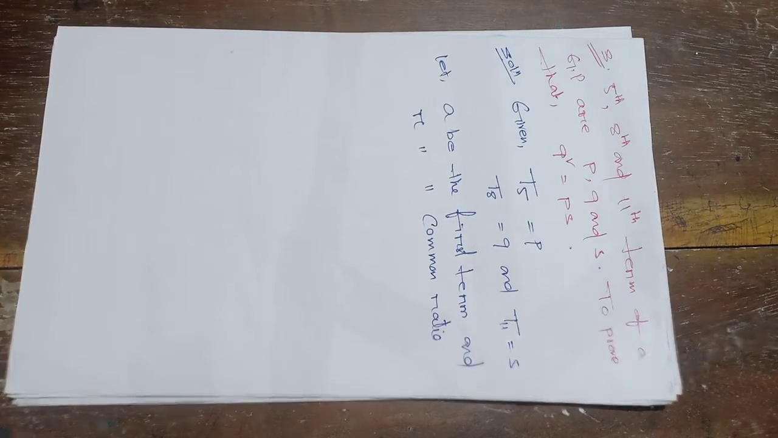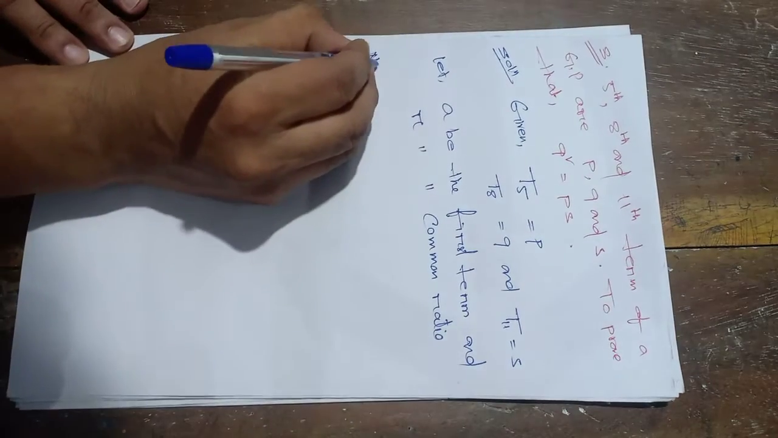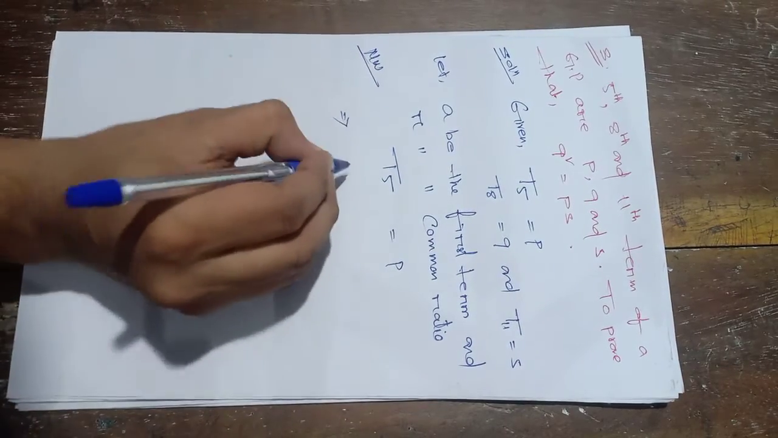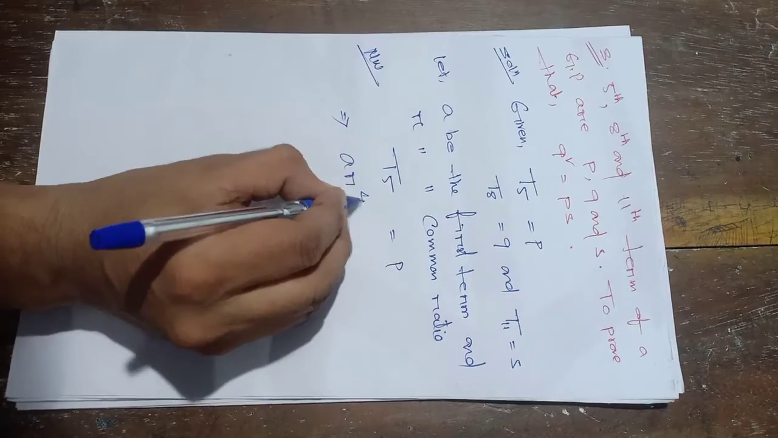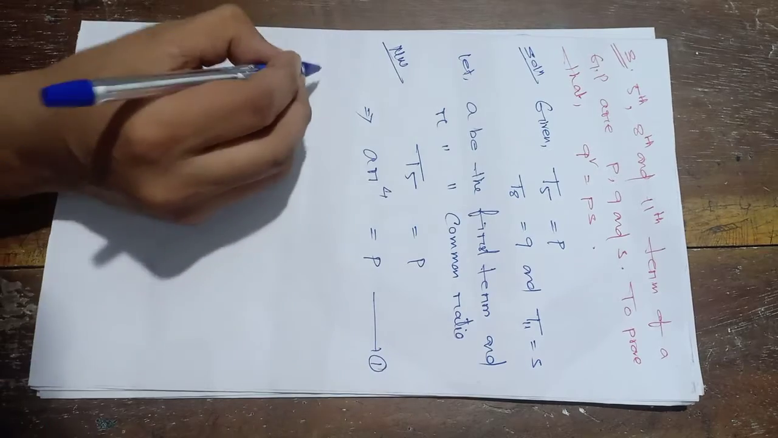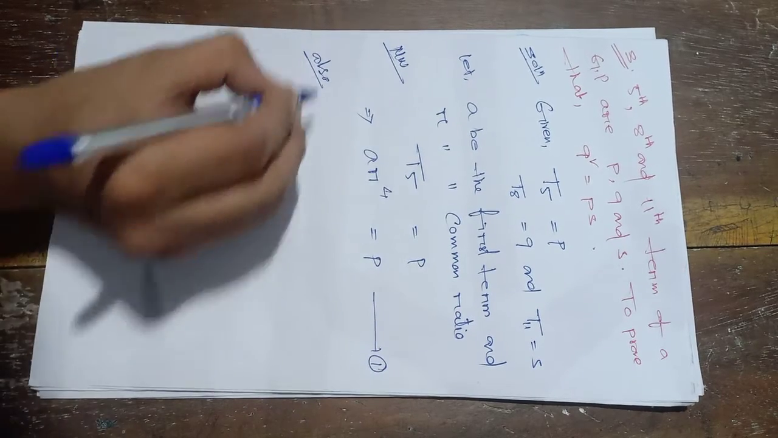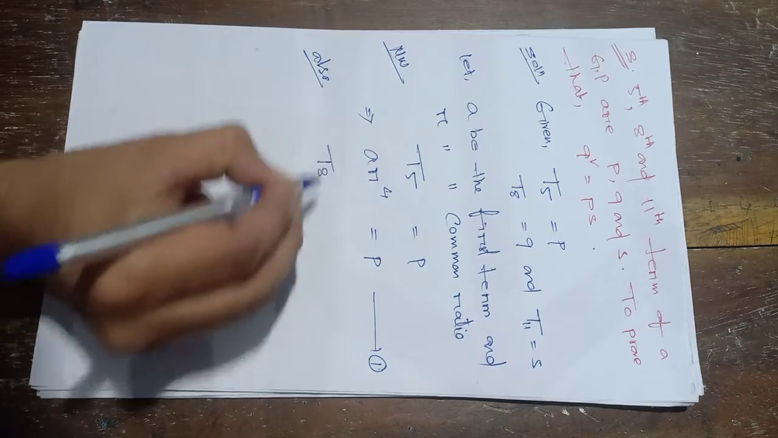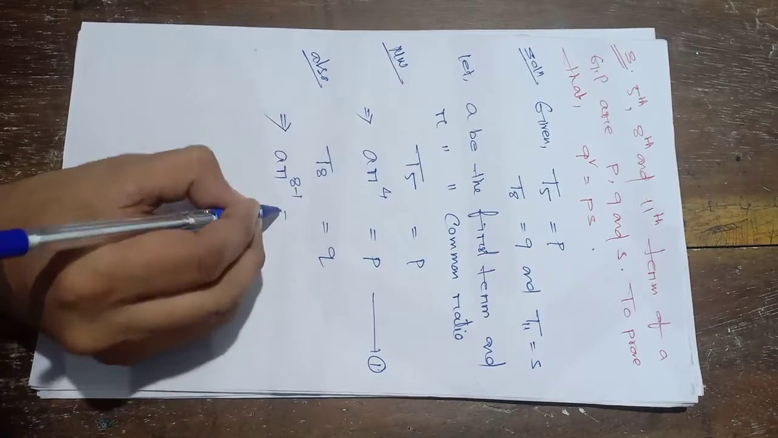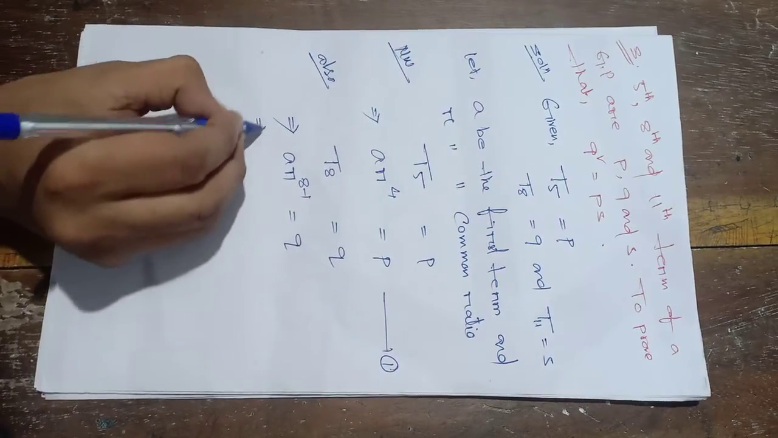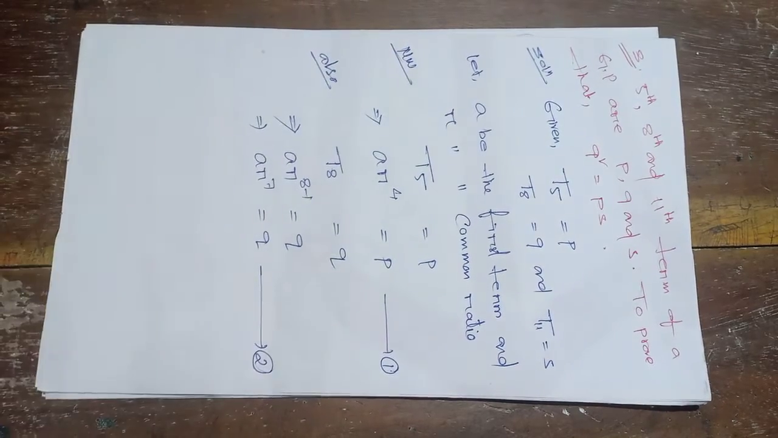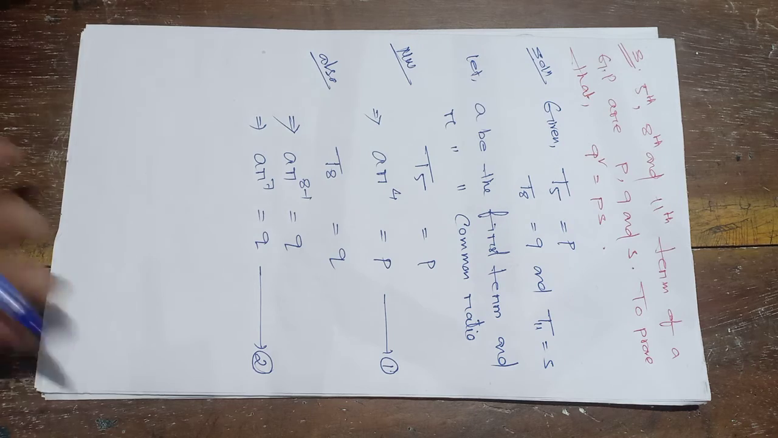Now using the formula, T5 equal to P. So what is the formula of T5? AR to the power 4, that is 5 minus 1. So it is P, equation number 1. Also T8 equal to Q. So AR to the power 8 minus 1 equal to Q. So AR to the power 7 equal to Q, equation number 2. Right.